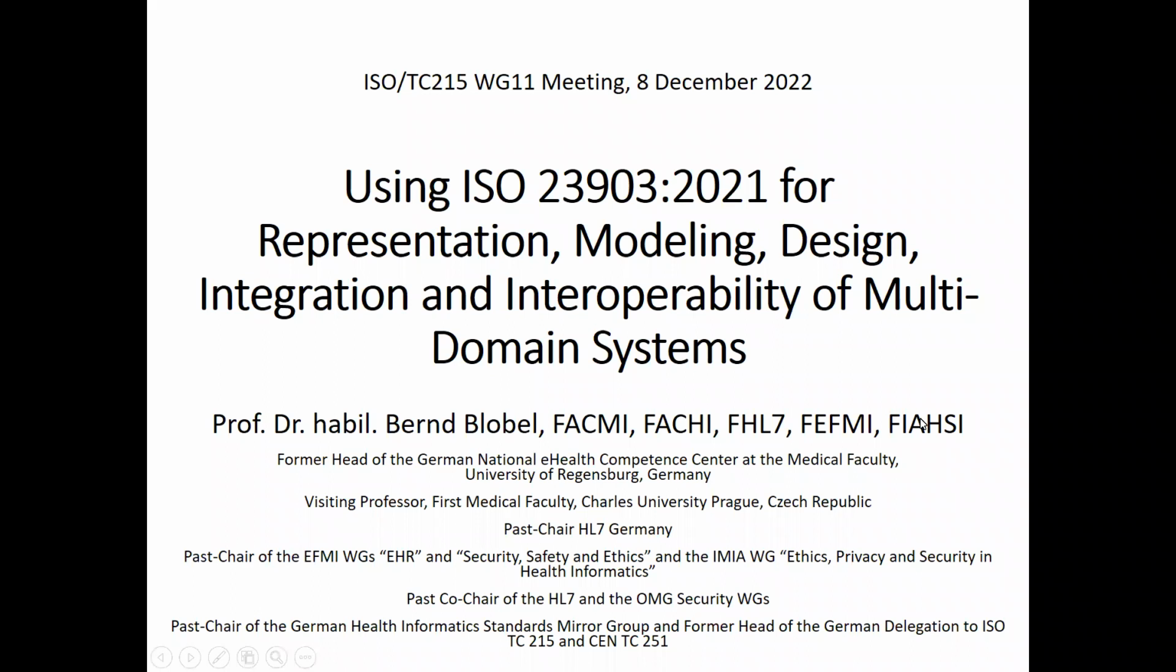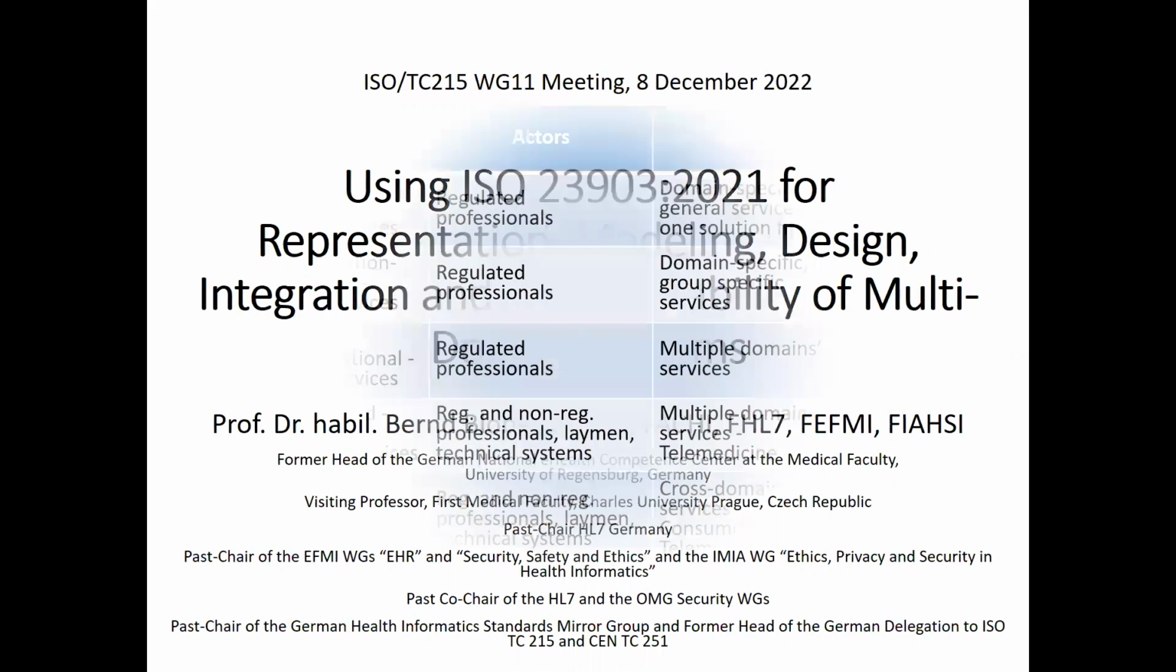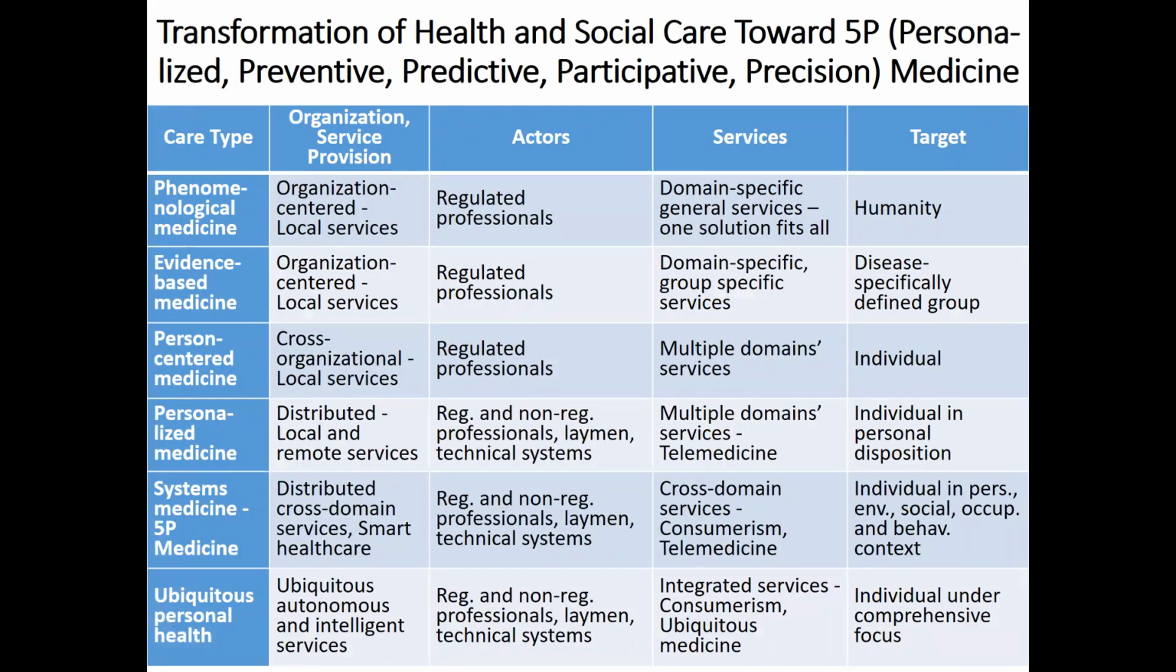To give an introduction in deploying 23903 for the representation for modeling, design, integration, and interoperability of multi-domain systems, having in mind that personal health information management is by nature a multidisciplinary system and therefore a multi-domain system. Contrary, for instance, to communication between departmental information systems, there the focus is just on data, on technology, and the technological representation of data and relationships, algorithms, etc., and that's all. Okay, please interrupt me immediately if something is not clear enough or there are some questions.